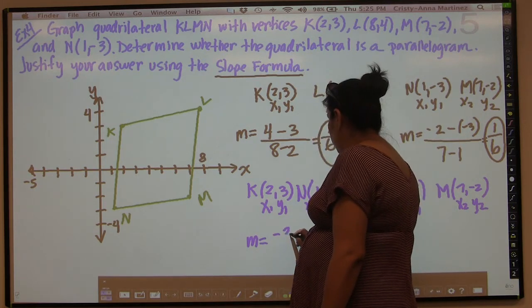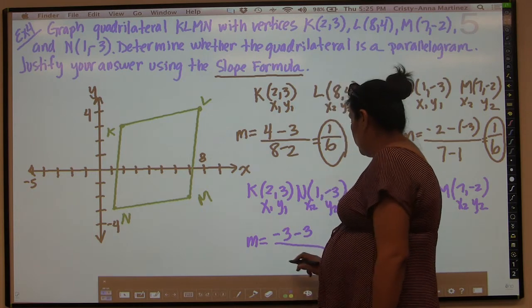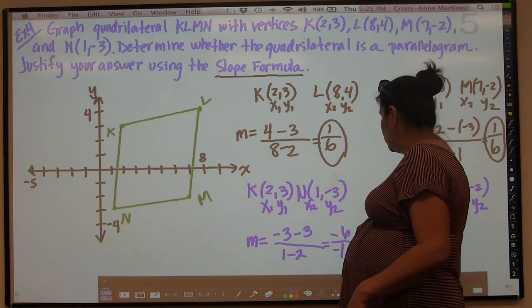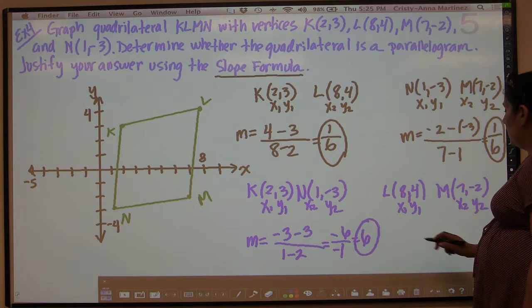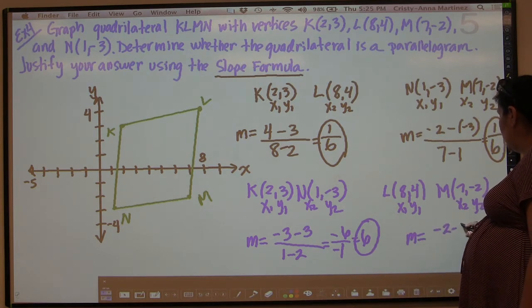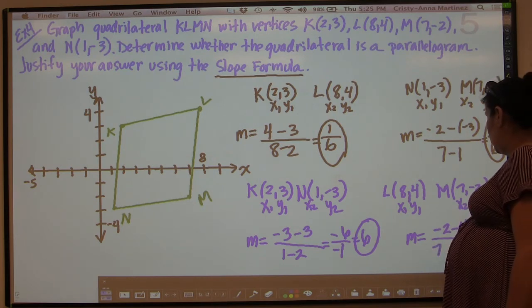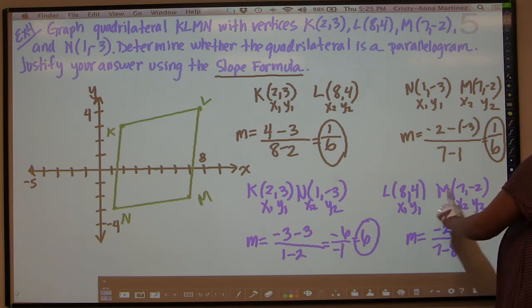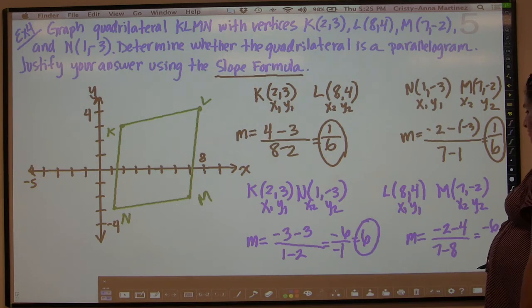So y2 is going to be -3 minus 3 over 1 minus 2. -3 minus 3 is -6, and 1 minus 2 is -1, so you get +6 for your slope here. And in the LM case, you're going to go -2 minus 4, and then 7 minus 8. So we're going y2 minus y1, so -2 minus 4 is -6, and then x2 minus x1 is 7 minus 8, and 7 minus 8 is going to be -1. So -6 divided by -1 is +6. So again, we get the same slope for the other pair of sides as well. So now we've justified that this is in fact a parallelogram by using the slope formula.